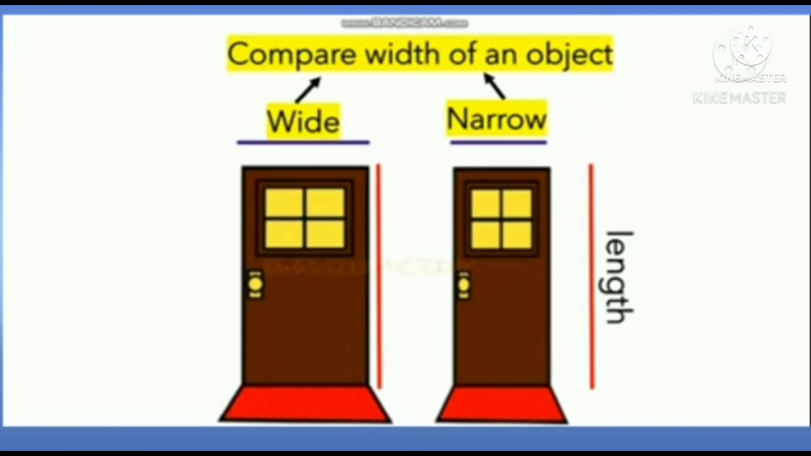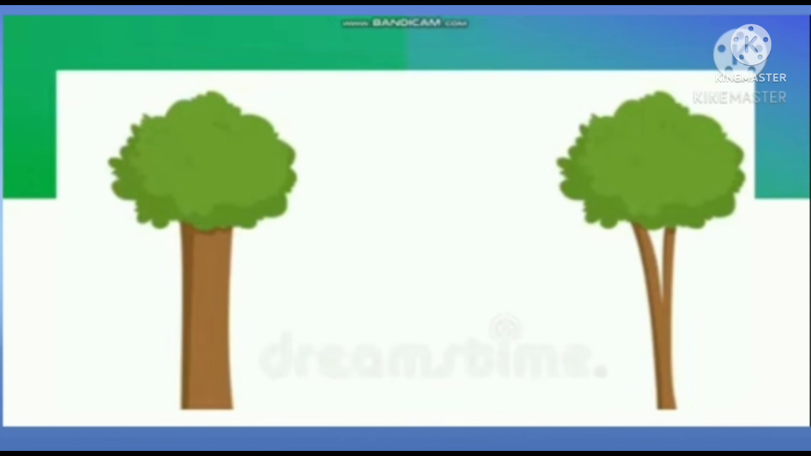Now let's understand with one more example. There are two trees. Can you tell me which one is wider and which one is narrow? Yes, the left tree is wider and the right tree is narrow. Good job.